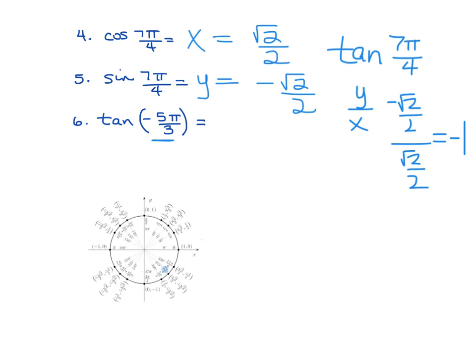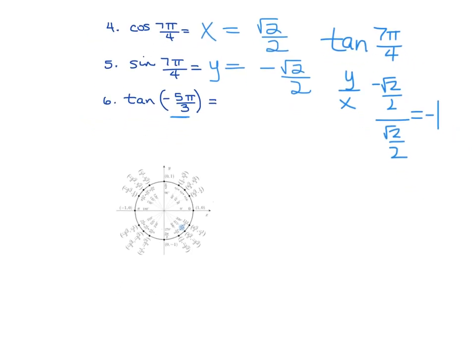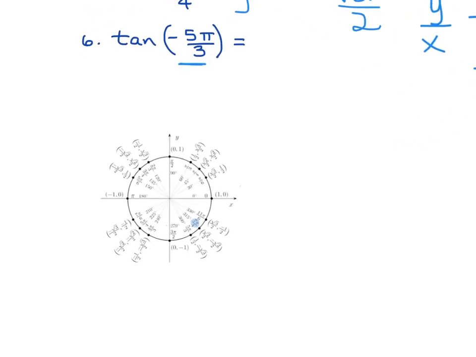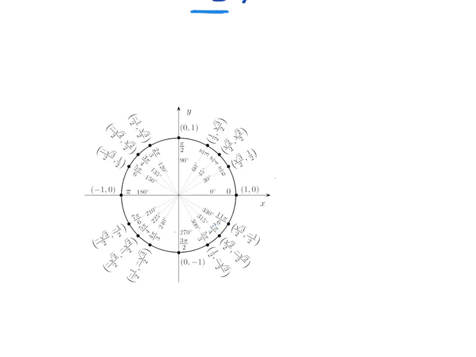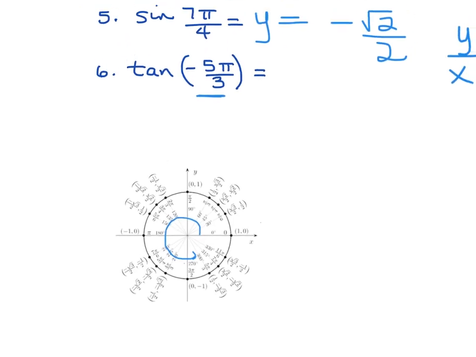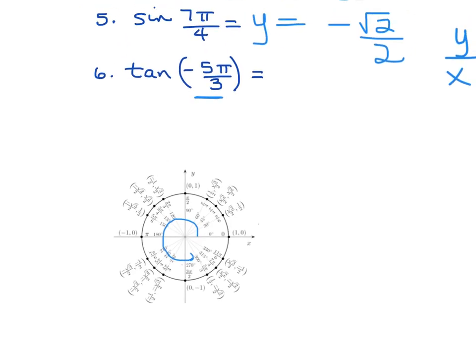Now, number 6 is a little tricky. There are 2 ways you can go about doing this. You can either find a coterminal angle to -5 pi over 3, or we can actually graph this angle. First, because there are no negatives on your unit circle, I'm going to graph this as a positive 5 pi over 3. And if you notice, 5 pi over 3 is over here in the 4th quadrant, and it's 300 degrees. Now, last night when you were doing the homework, remember if you had negative degrees, you also had negative radians.